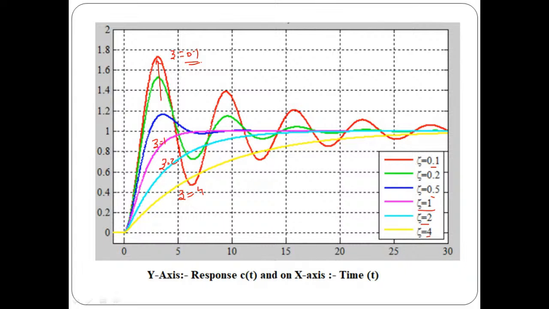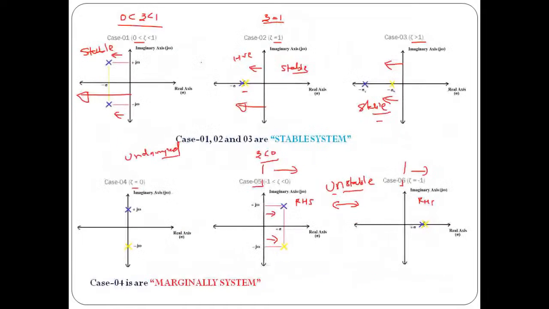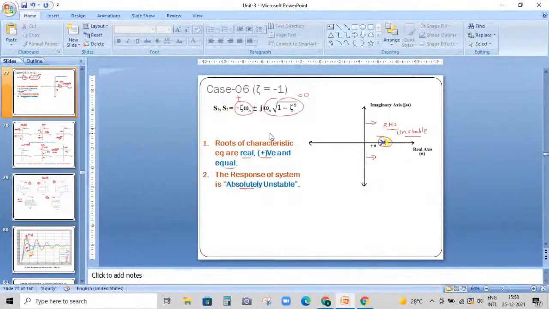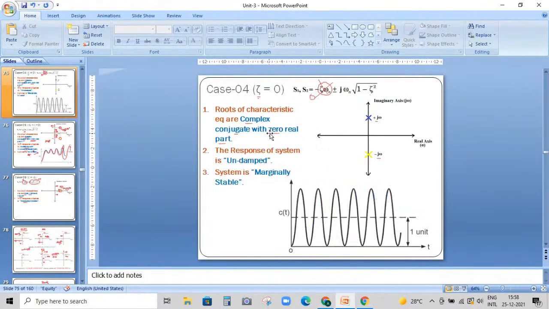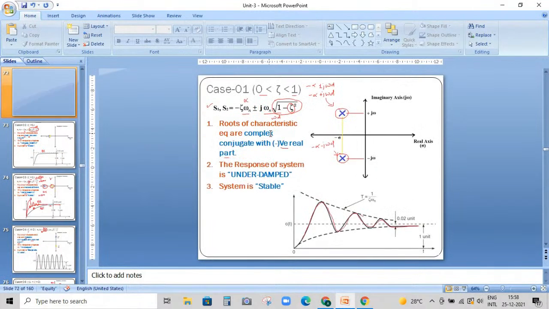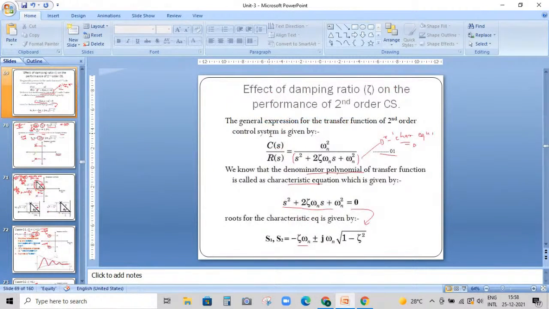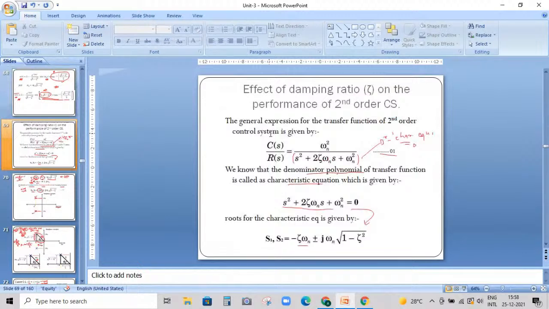But whatever points we have discussed in today's class, that is very important as far as the GATE portion is concerned. And I request all of you to please revise them very carefully before appearing for the GATE exam, because this portion is very important. What is the effect of zeta on the performance of a second order control system?